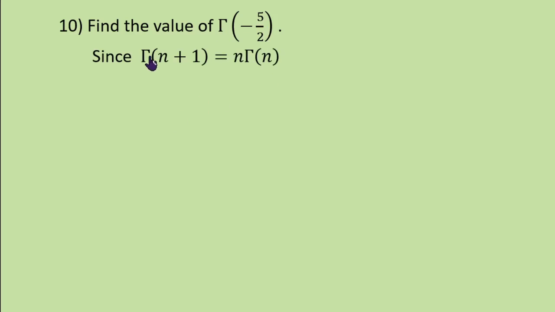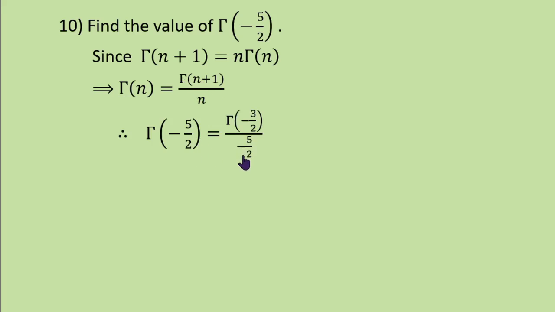We know that gamma(n plus 1) is n gamma n. Therefore, gamma n can be written as gamma(n plus 1) by n. If n is negative, use this technique. Gamma n is gamma(n plus 1) by n. And hence, gamma(minus 5/2) is gamma(minus 5/2 plus 1) by minus 5/2. n plus 1 is minus 3/2.